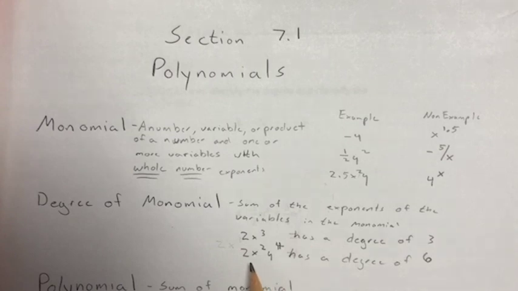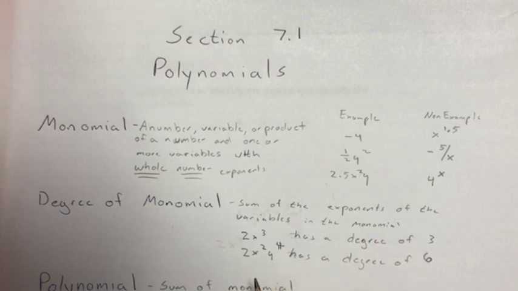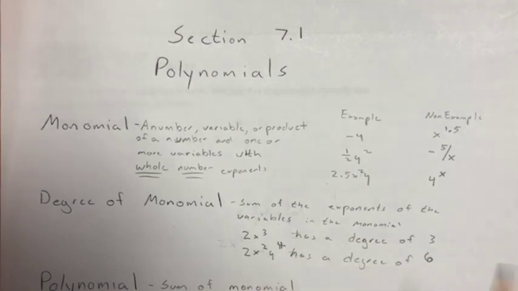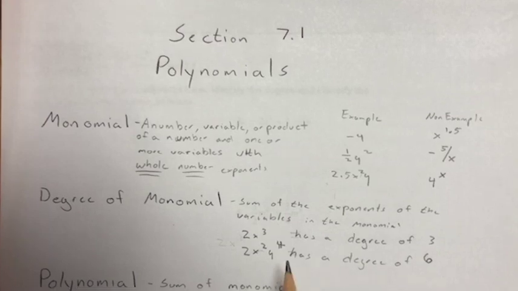Well, this one's a little bit different. It's 2x squared y to the 4th. Because we have two variables, we are going to add these exponents. And that means that this 2x squared y to the 4th has a degree of 6. So it's just a matter of adding the exponents.